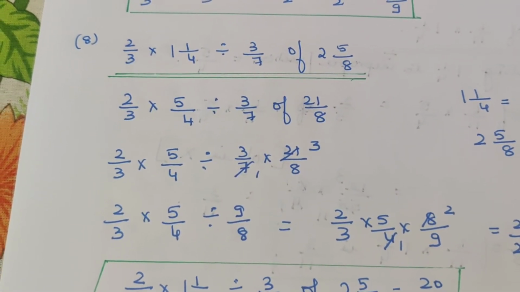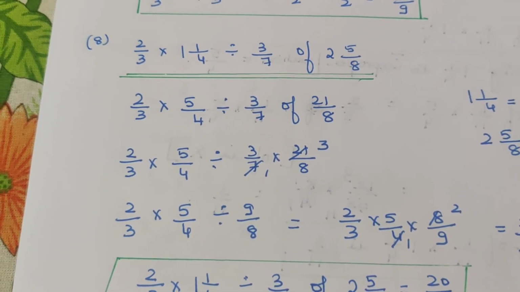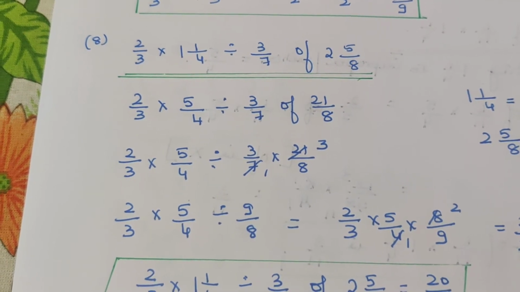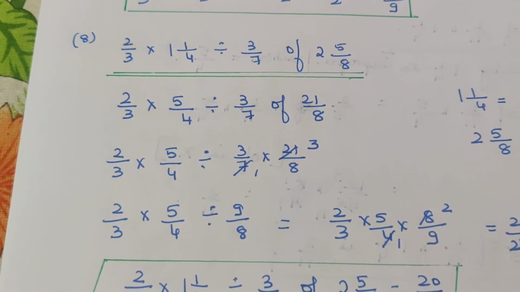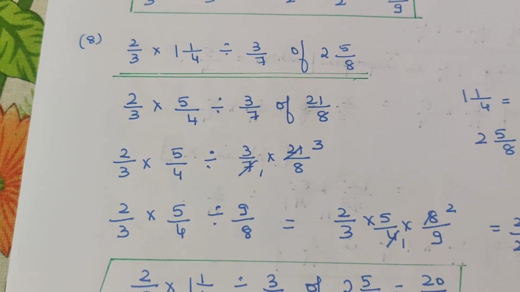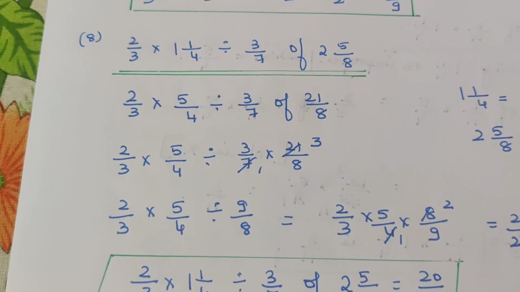That is equal to, so according to BODMAS, you have to first do "of". Therefore, 2/3 × 5/4 ÷ 3/7 × 21/8. On simplification, you get 9/8. Therefore, the equation becomes 2/3 × 5/4 ÷ 9/8.